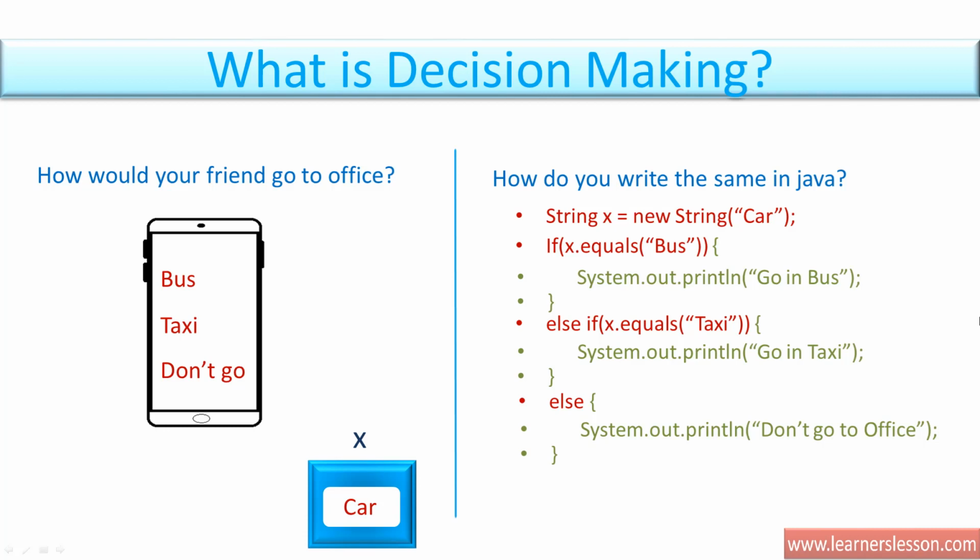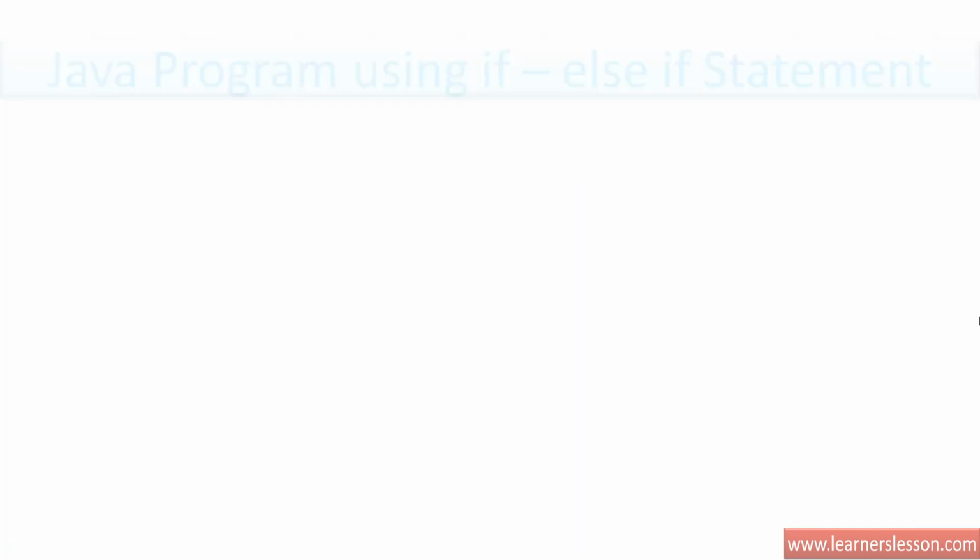So what I mean by these lines is, in the first line we can see that if x dot equals bus, so if x, meaning whatever vehicle is coming, is a bus, then he'll go in a bus. Else if there is also one more condition which says if x is equal to taxi, that is if he gets a taxi, then he'll go in a taxi, else he'll not go to the office. So right now it's a car and none of the conditions match, so your friend will not be going to the office. Now let us see this with a Java example.